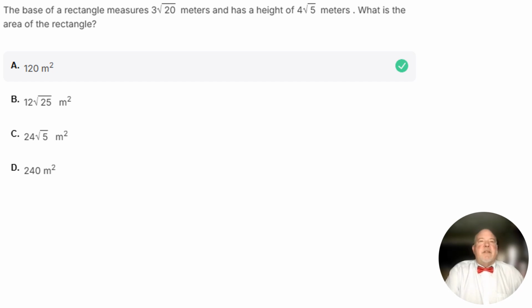All right, so this says the base of a rectangle measures 3 times the square root of 20 meters and has a height of 4 times the square root of 5 meters. What is the area of the rectangle?